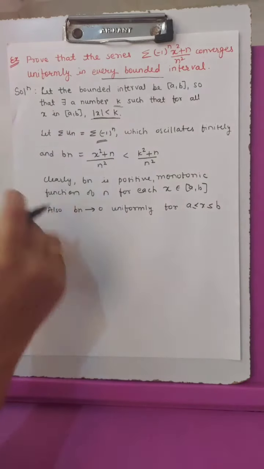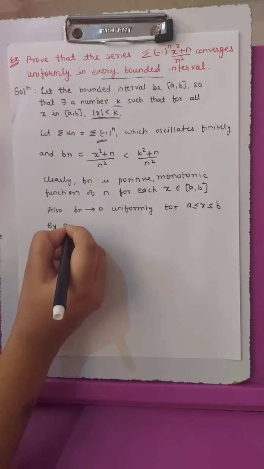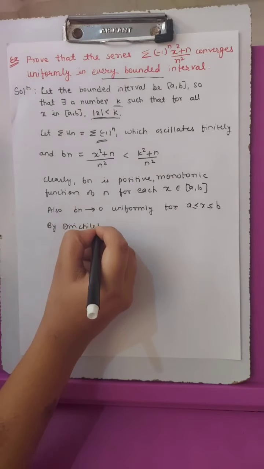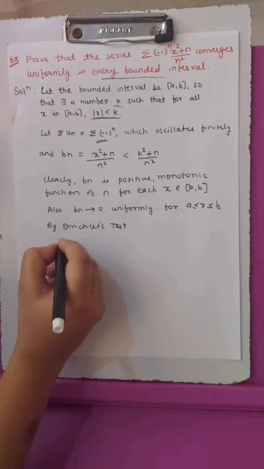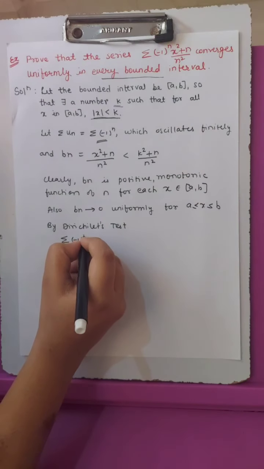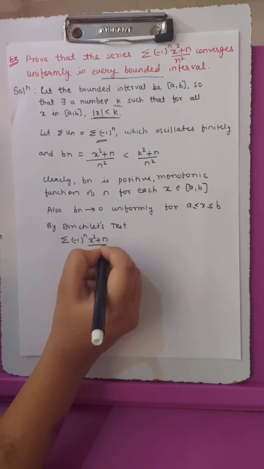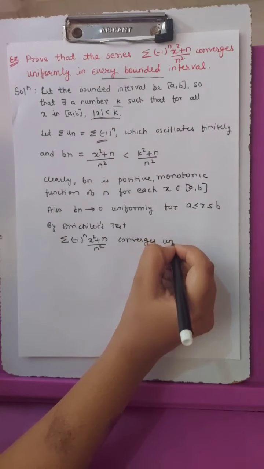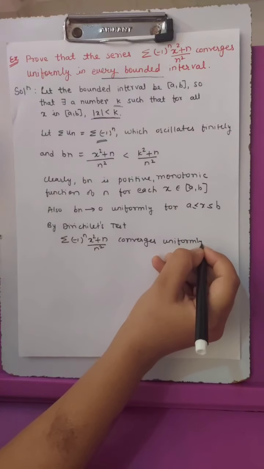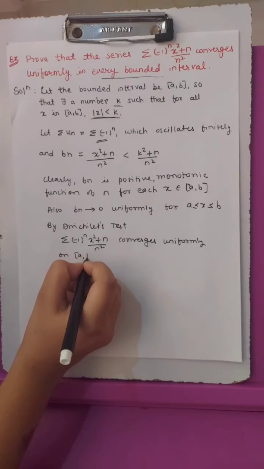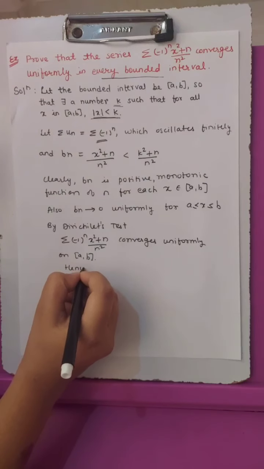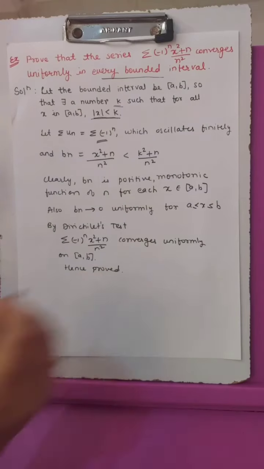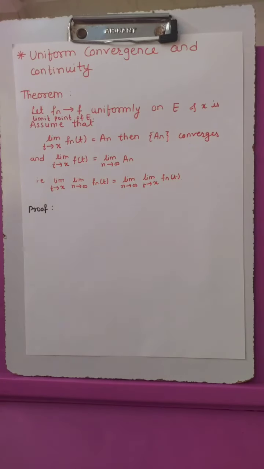And so with this whole data we can say that by Dirichlet test this series summation (-1)^n (x square plus n) upon n square converges uniformly on any interval ab, and hence we have proved the example. So now let's move on towards our next article of this unit, which is uniform convergence and continuity.